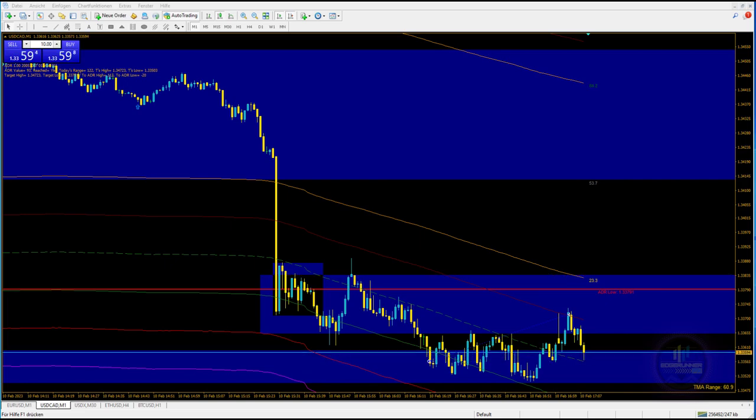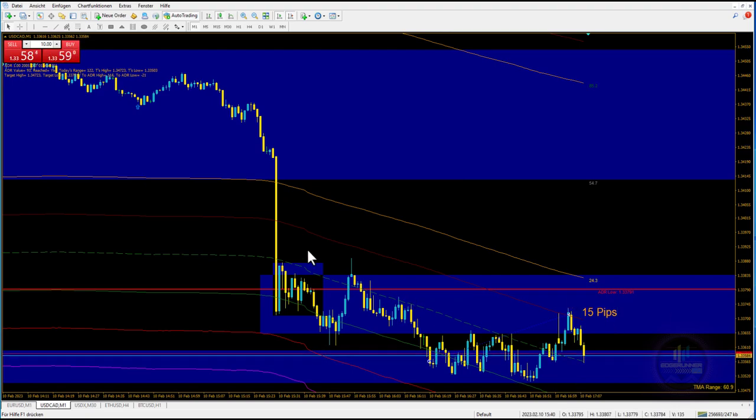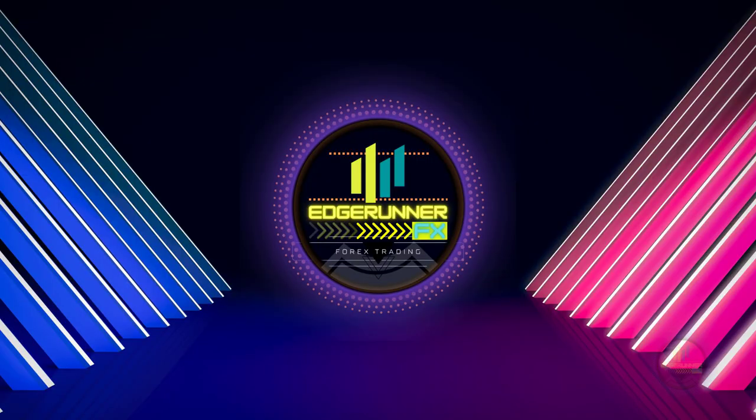The rest of the position was stopped out, and we ended up with a nice profit of around $700. Not bad for a day, considering that this was only a 15-pip move. Remember, you don't need big moves to make good gains when you know how to trade.